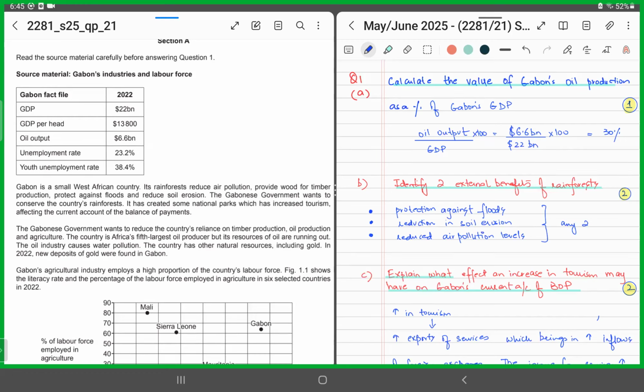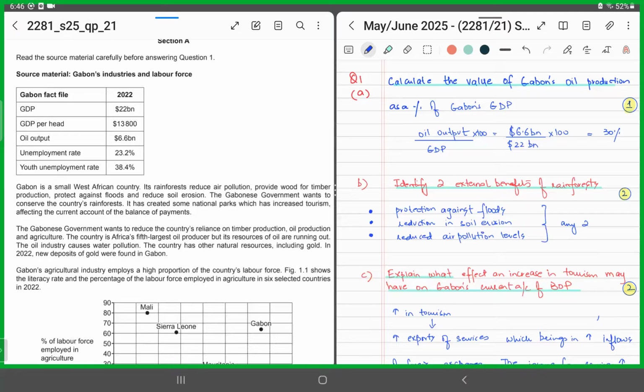The country is Africa's fifth largest oil producer, but its resources of oil are running out. Although it is one of the biggest oil producing countries of Africa, the fear is that the rate at which it is using its oil resources is causing the oil reserves to deplete or run out. The oil industry causes water pollution. The country has other natural resources, including gold. In 2022, new deposits of gold were found in Gabon.